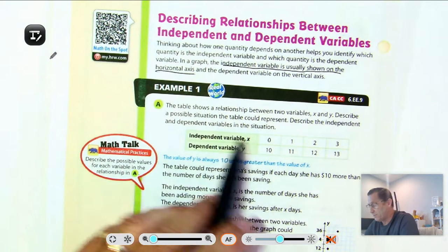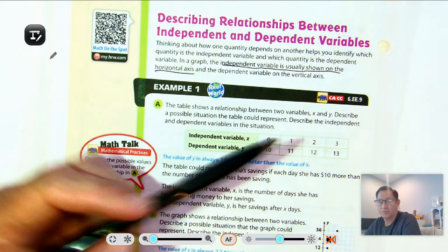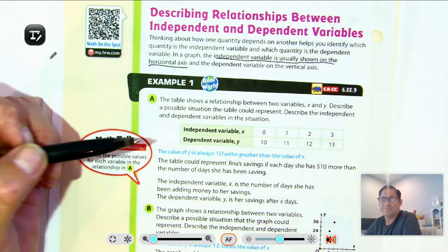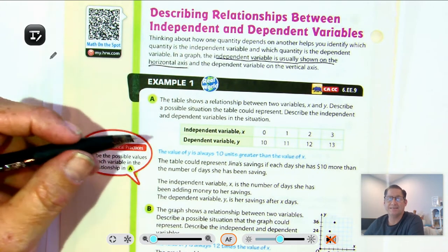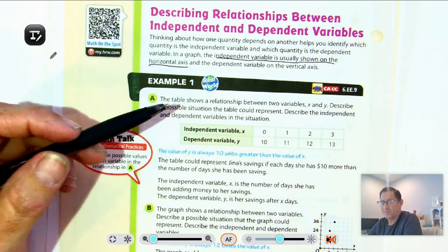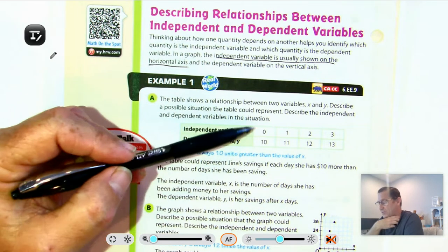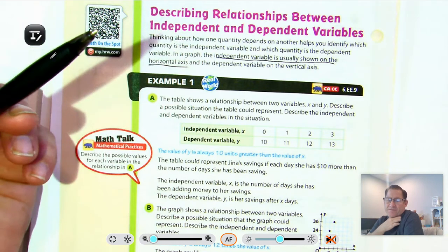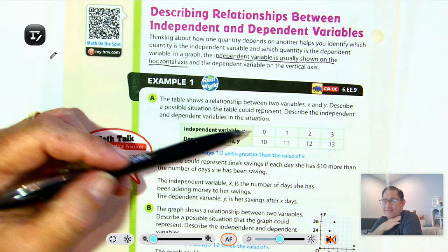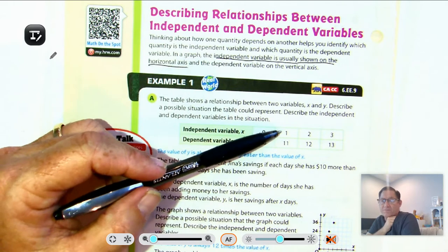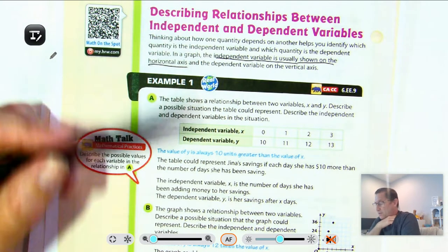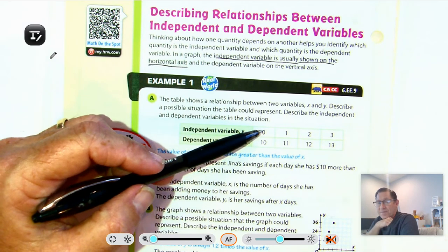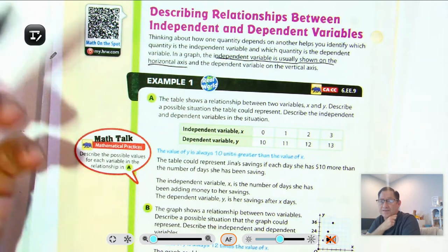So the table below shows a relationship between two variables, x and y. Describe a possible situation the table could represent. Describe the independent and dependent variables in the situation. So here, if x is 0, we have 10. So that could be like an admission fee, right? And then maybe they add $1 for every hour that you rent something. So maybe you're going rafting, okay? And just the basic cost to get the raft is $10.